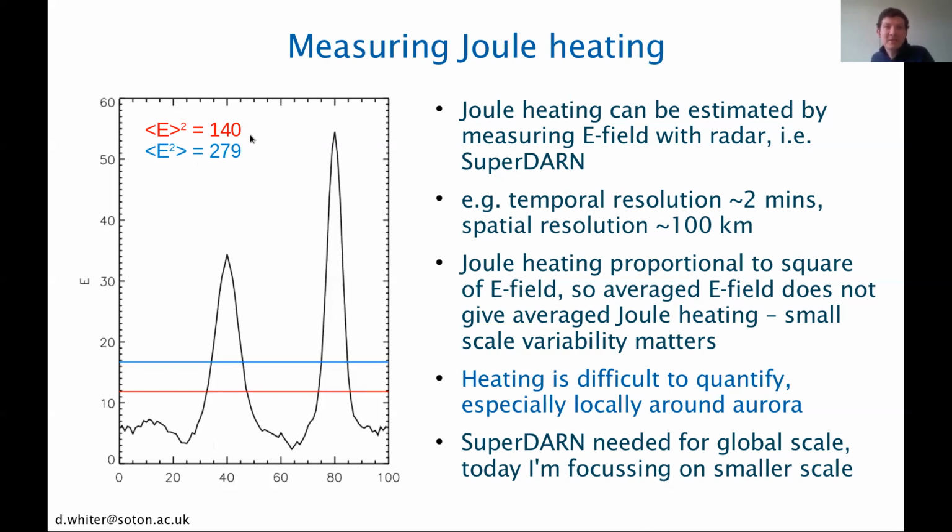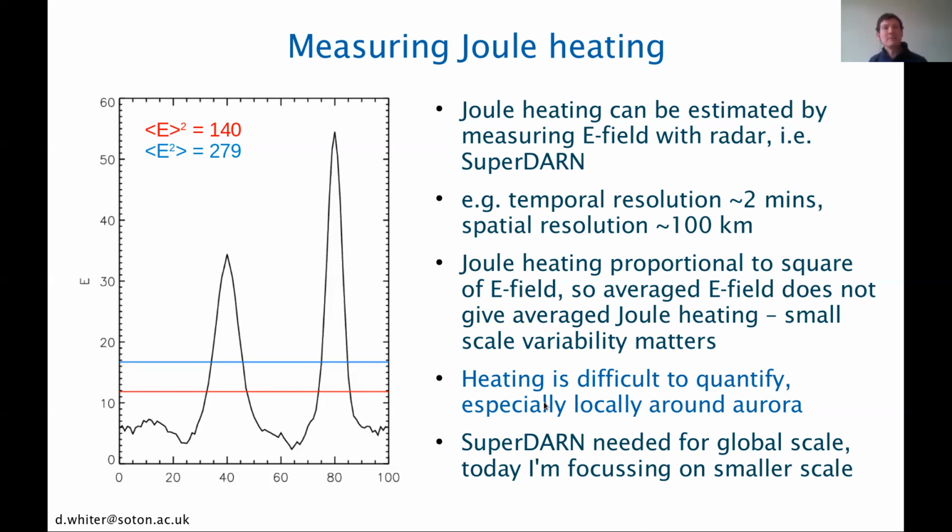And in the context of electric fields in the ionosphere, you could have very strong electric fields adjacent to aurora, for example, and if you're measuring over 100 kilometers, that's all going to get averaged out, and it leads to an underestimate in the Joule heating rate. So Joule heating is difficult to quantify, especially where the electric field is highly variable or very strong.